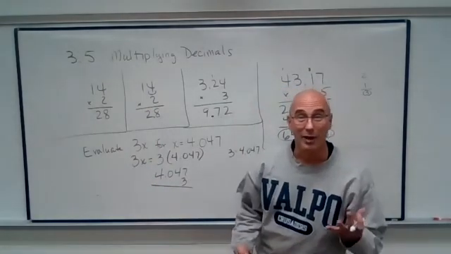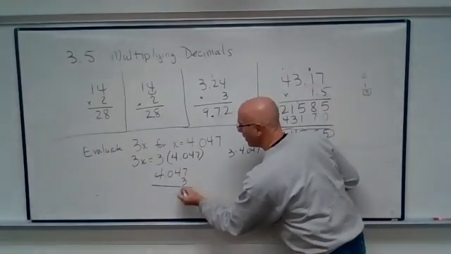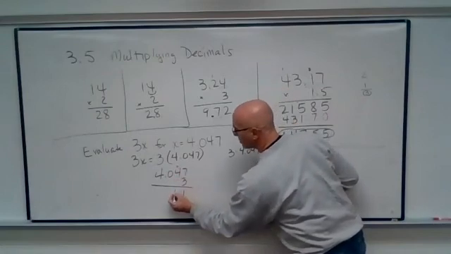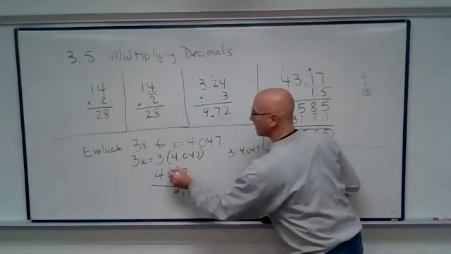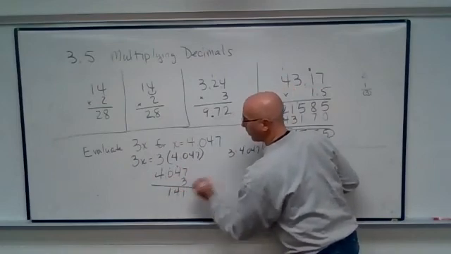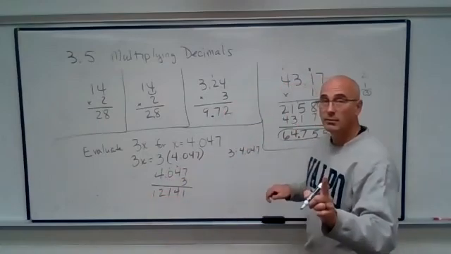When we write them vertically, we can put the multiplication sign or just leave it out. You know that you're multiplying, right? Okay. So now we do 3 times 7 is 21. Carry the 2. 3 times 4 is 12 plus 2, which is 14. Carry the 1. 3 times 0 is 0. Add the 1. 3 times 4 is 12. Are we done? No, we're not.